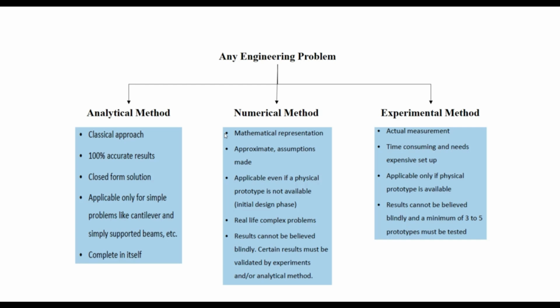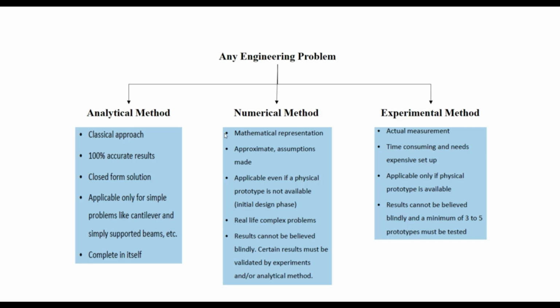The analytical method is nothing but a classical approach where we use theories, say theory of elasticity, theory of plasticity and other theories, to solve the problem. In this method, we get 100% accurate results, and the solution is a closed form solution. But the main drawback is that this method can only be applied to simple problems like cantilever beams, simply supported beams and other very simple problems, and it is complete in itself.